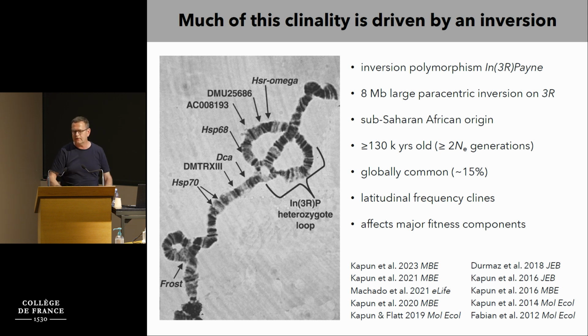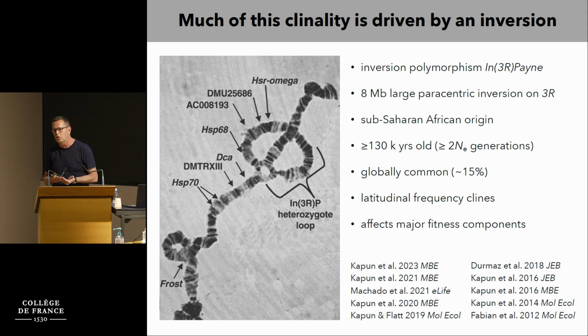We also know that this inversion is of sub-Saharan African origin. It's of monophyletic origin, and it has been dated to be something on the order of 130,000 years old, maybe older than that, and we will get back to that. So this is roughly 2 NE generations or more. The interesting feature of this inversion is that it's globally common. There are like 4 globally common inversion polymorphisms in this species. This is one of them.